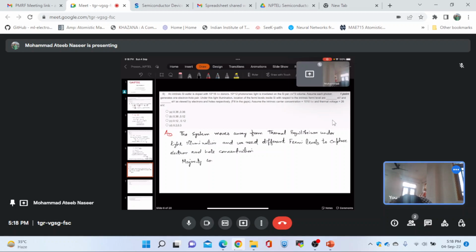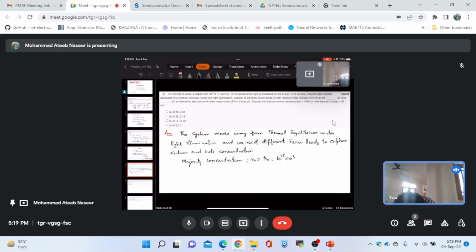Majority concentration will simply be N naught, which is equal to the donor concentration, and it will be equal to 10 to the power 16 per centimeter cube.